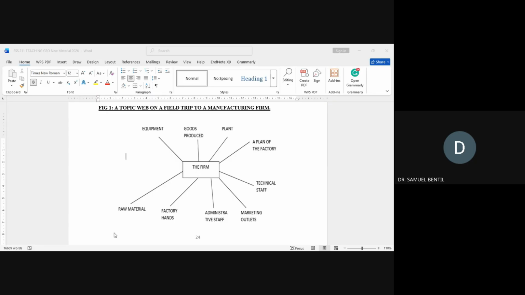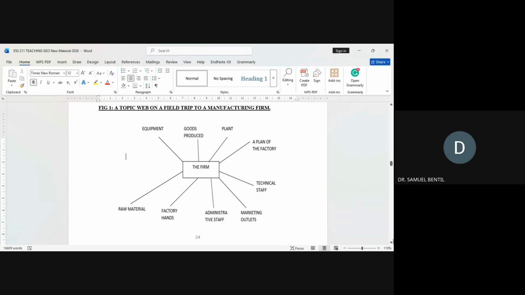Then we know that we are looking at the goods, the manufacturing they produce, their plant, a plan of the factory, technical staff, the marketing outline of the factory, their administrative staff, the factory hands, the raw material they need, their equipment. So this is a typical example of a topic web that you must do to give you the various aspects of the area you are going and the things that they do, so that it will guide your students' discussion in that regard.